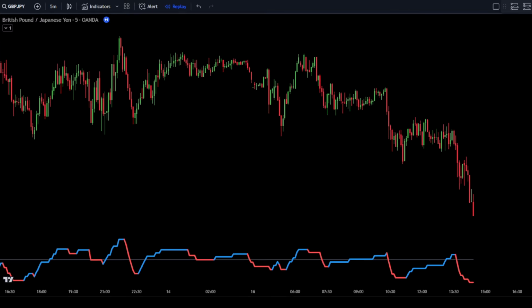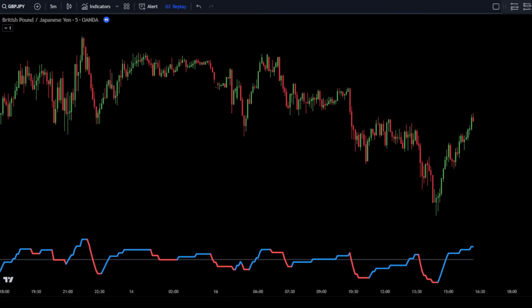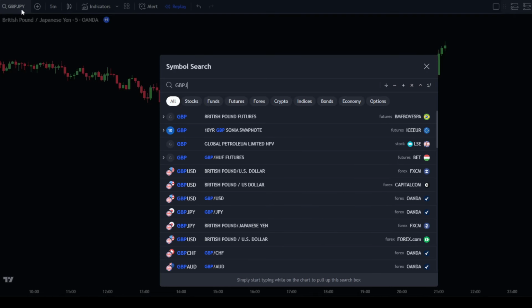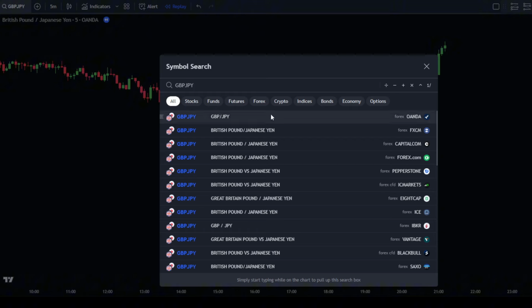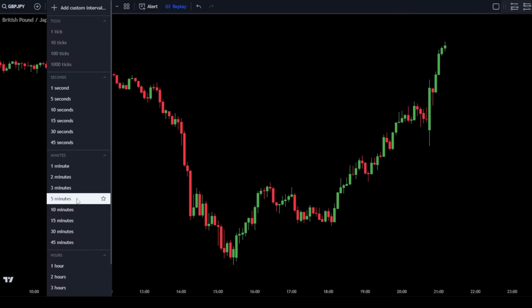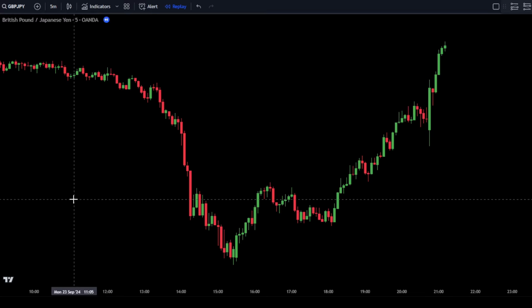To use this scalping strategy, you can go to TradingView. In this example, we will use this scalping strategy on 5-minute Forex trading. Now, set the pair to GBP/JPY. Then, set the timeframe to 5 minutes. After that, enter the first indicator we will be using.